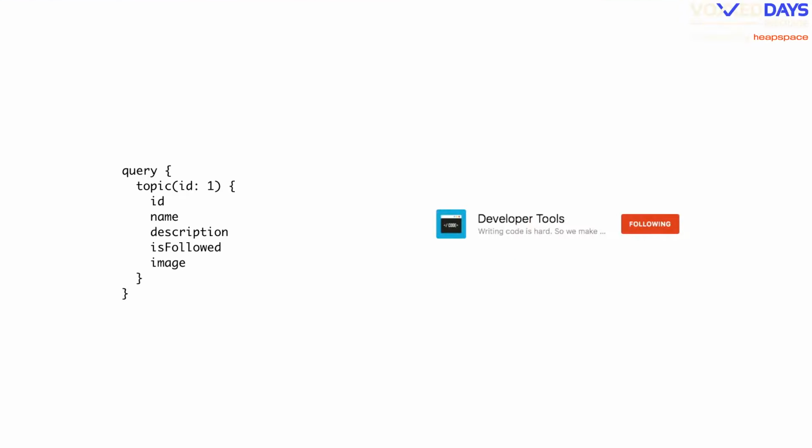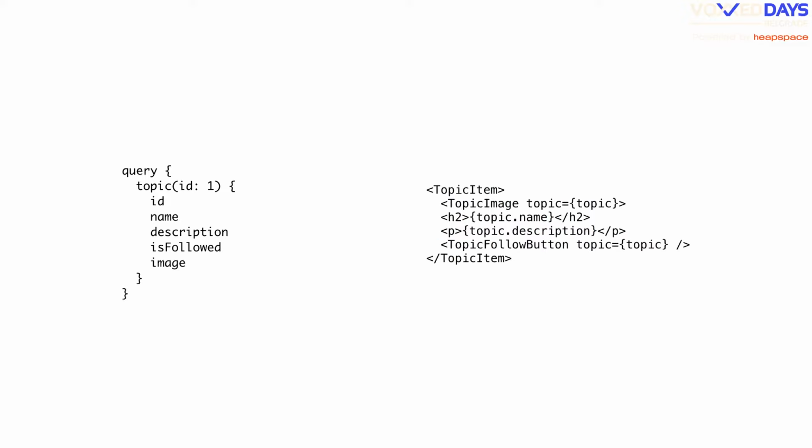So let's go back to our current item. Okay, now we have the data. How should we proceed with this data? For example, with React, because in ProHunt we use React. So this is how our component is going to look when built with React. We have a topic item component, and inside it we have a topic image which gets a topic. We have a title, the description, and we have a topic follow button.